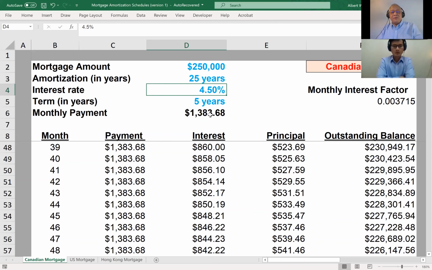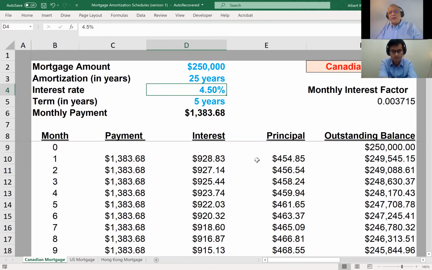Okay. So now that you pay about $1,384 a month, how would the mortgage be paid off? Well, how the mortgage is being paid off is depicted in what we call a mortgage amortization schedule, right? The schedule is basically a detailed description of how over time your payment is being applied to your mortgage, how the interest is being paid, and how the loan is being paid.